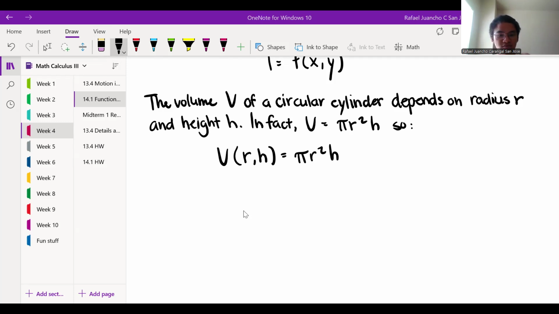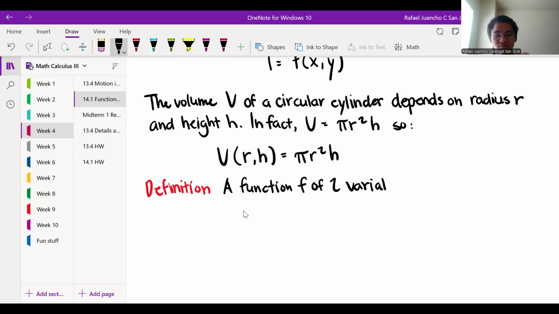So here, let's give a formal definition of a function of two variables. So here we say a function f of two variables. What can we say about it? It's a rule that assigns to each ordered pair of real numbers in a set D a unique real number denoted by f of x, y.